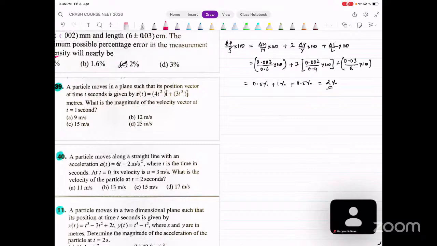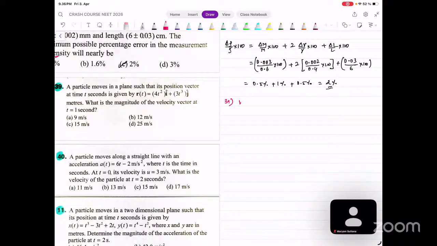A particle moves in a plane such that its position vector at a time t is given by r equals to 4t square i cap plus 3t cube j cap. What is the magnitude of the velocity vector at t equals to 1 second? He is asking right now for me, isn't it? That means you have to find the magnitude of velocity, and r is given in the problem. So how do you simplify this one beta?